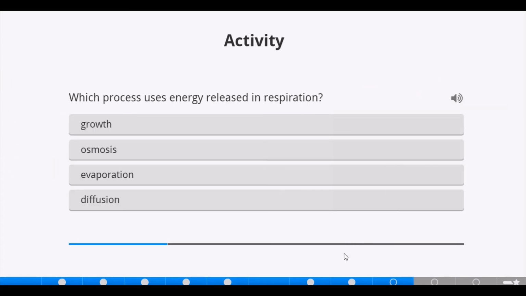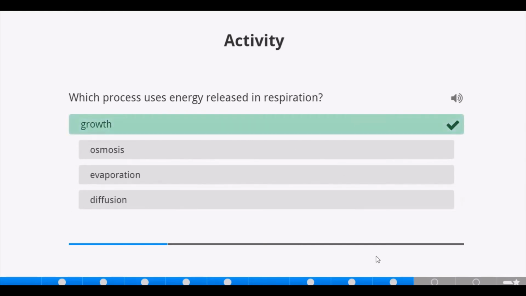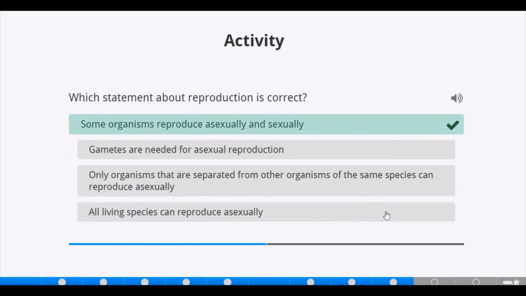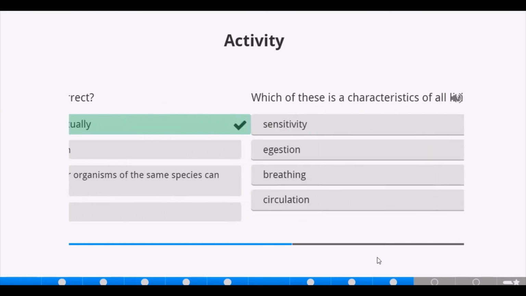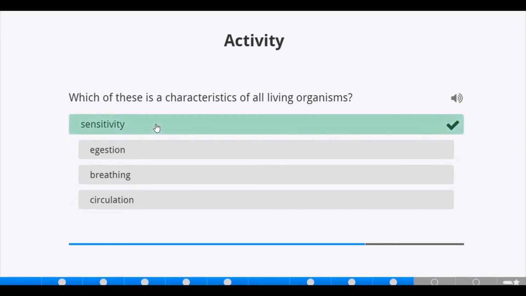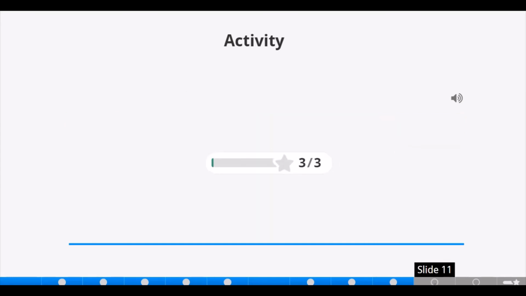Activities. Which process uses energy released in respiration? Growth. Which statement about reproduction is correct? All living species can reproduce asexually? No. Some organisms reproduce asexually and sexually. Correct. Which of these is a characteristic of all living organisms? All living organisms exhibit sensitivity. Great.